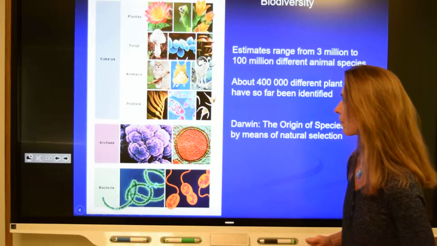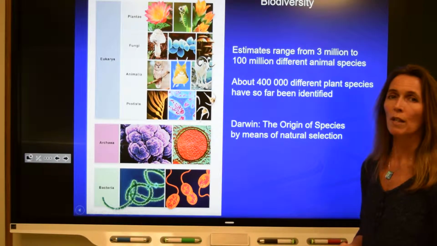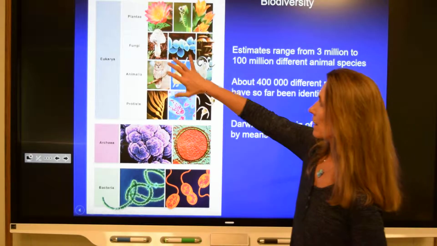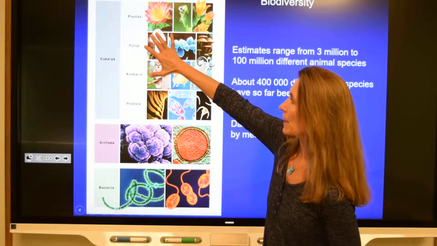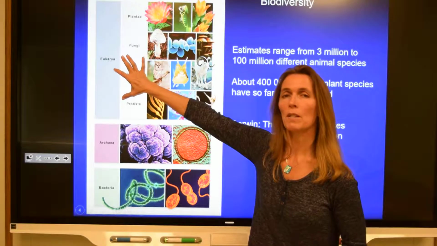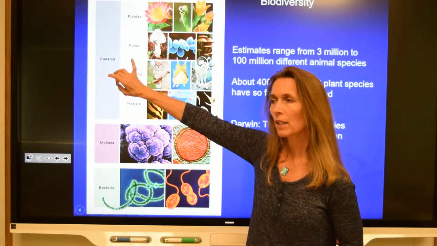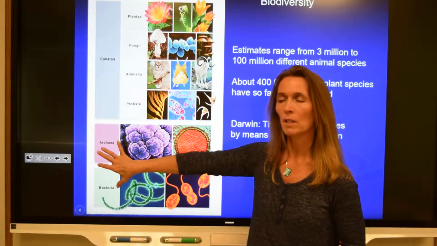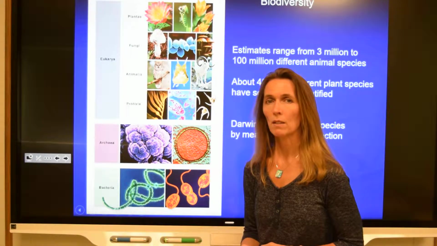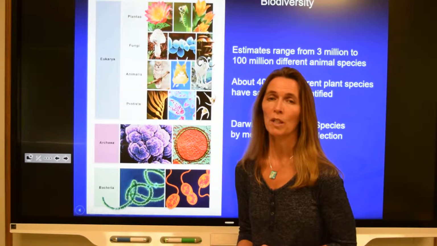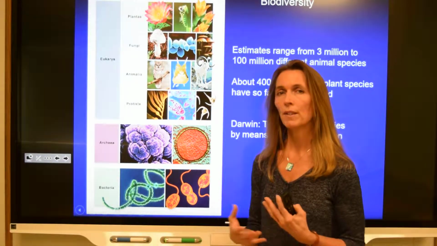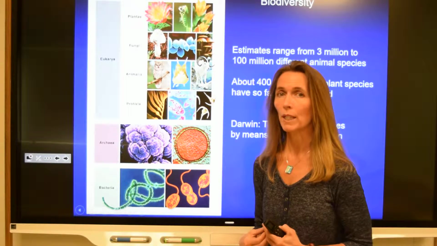About 400,000 different plant species have so far been discovered, and interestingly, life can be subdivided into eukaryotic organisms and prokaryotic organisms. Eukaryotic organisms are the higher developed organisms, and they are different from prokaryotic organisms insofar as they have organelles within them that are surrounded by cell membranes. Whereas prokaryotic organisms in general don't have those. There are exceptions, but in general they don't have organelles inside of the cell that are surrounded by membranes.